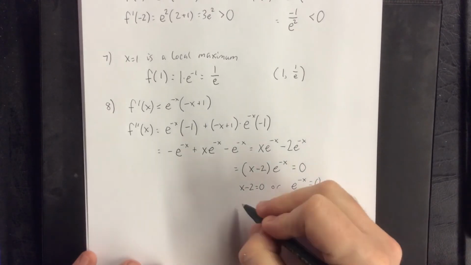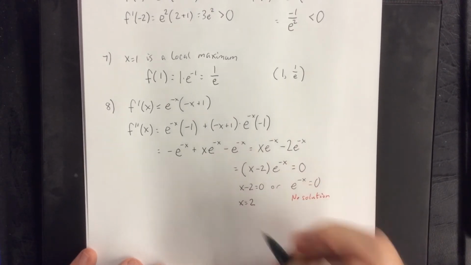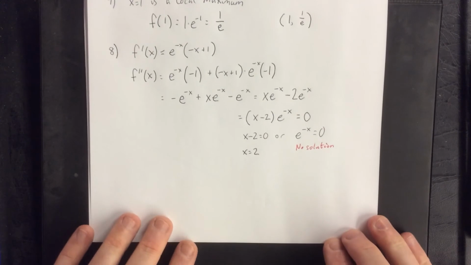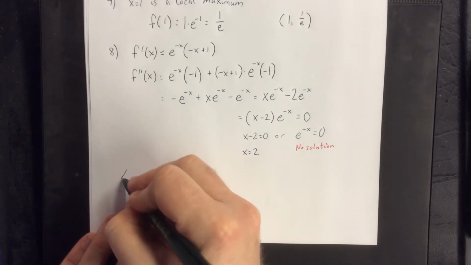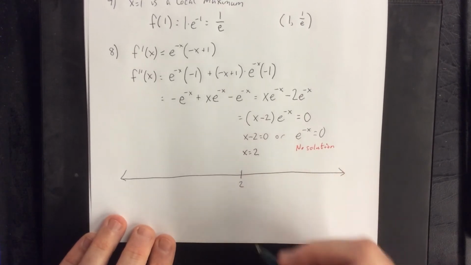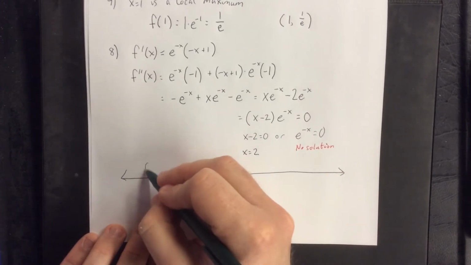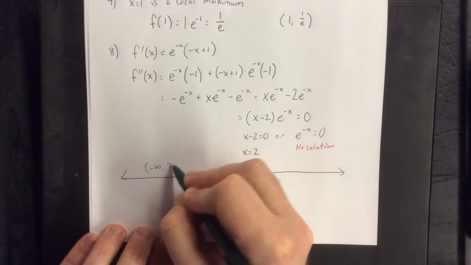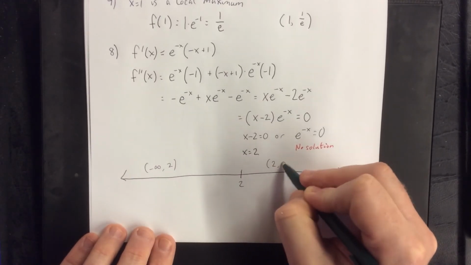However, there is a solution here. That'll be at x is equal to positive 2. Given that that's a place where the concavity will be equal to 0, this will split up our real number line into two test intervals, which are from negative infinity to positive 2, and positive 2 to infinity.